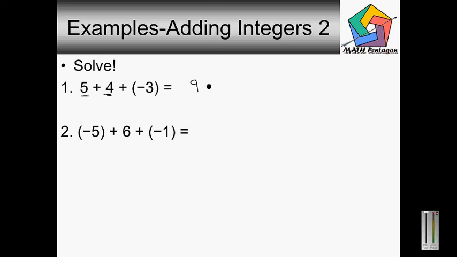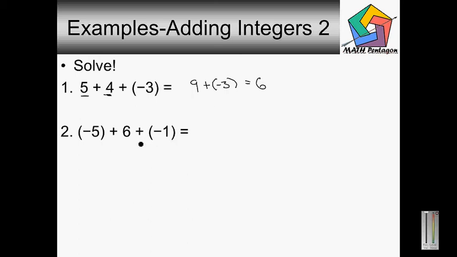Then we have 9 plus negative 3. And which number is bigger? 9. So our answer is going to be positive. So this is going to be like saying 9 minus 3 is 6. So our answer is positive 6.